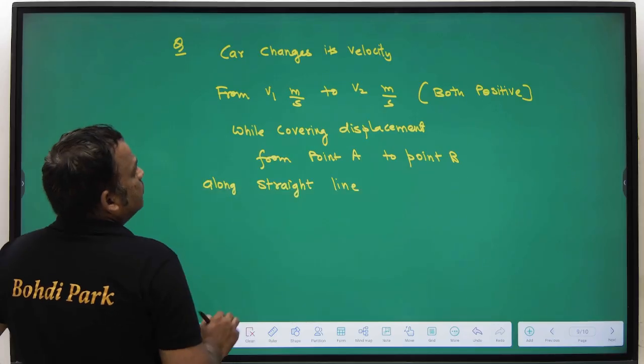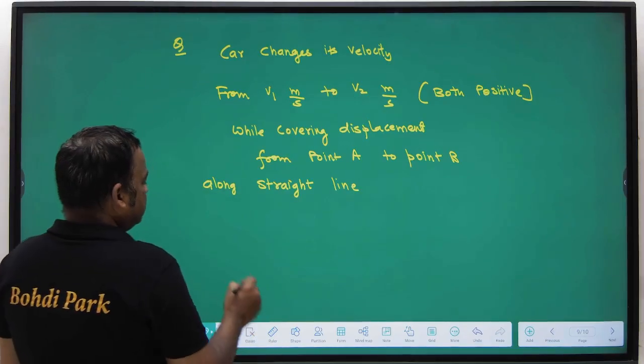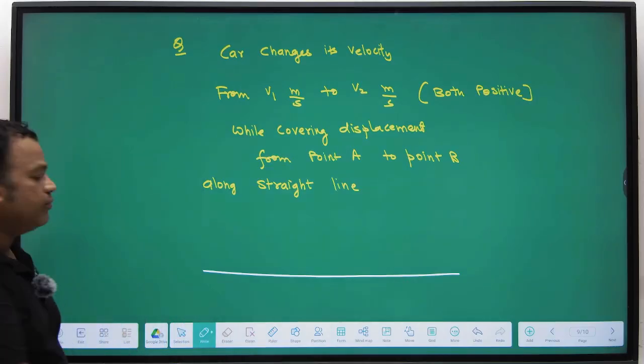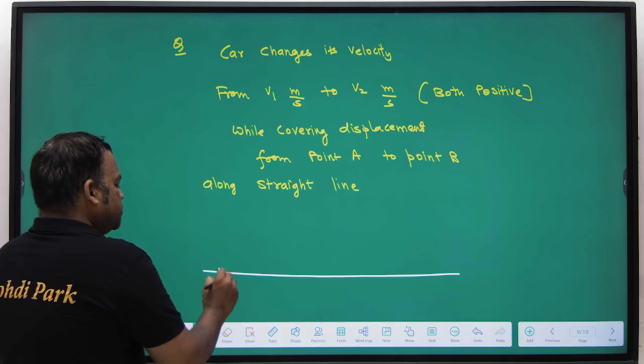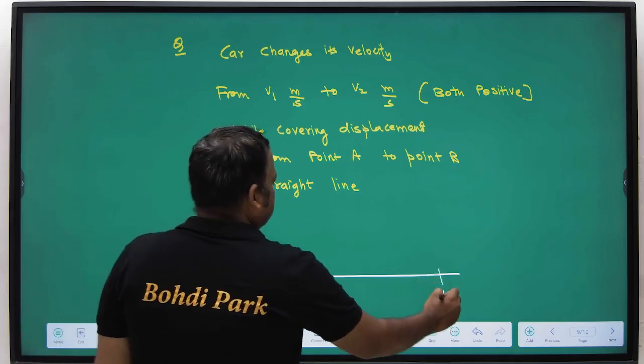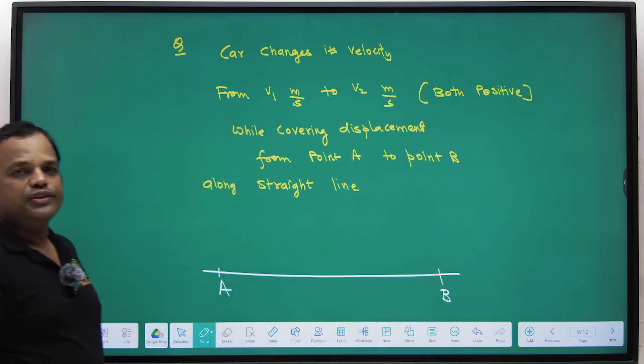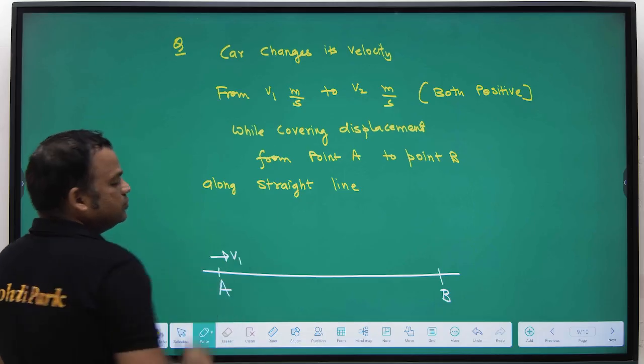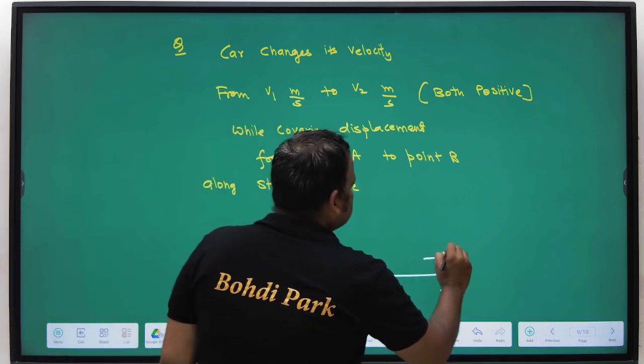So what is the situation in this question? There is a straight line. This is a straight line. The question is mentioning 2 points A and B. The question is also mentioning at A the velocity is v1, at B velocity is v2.